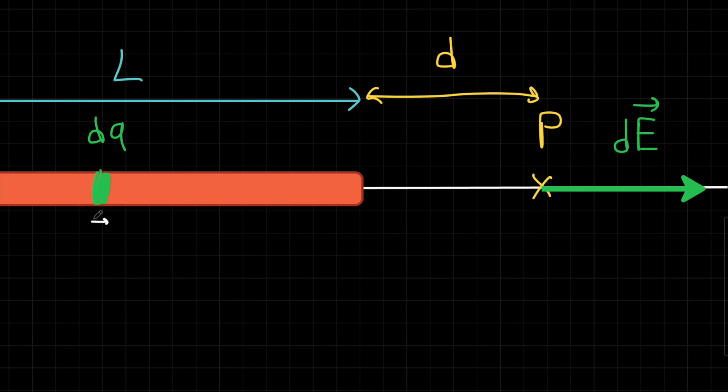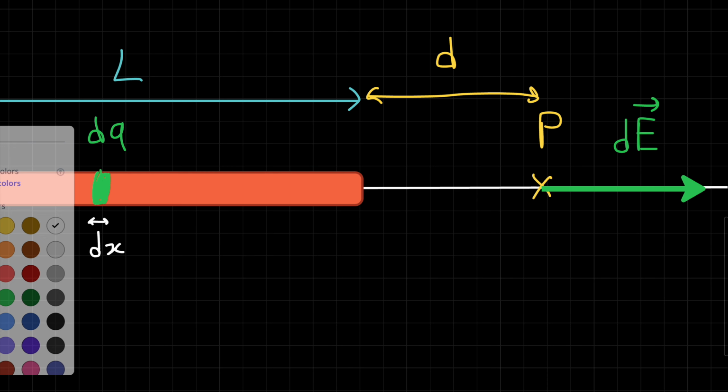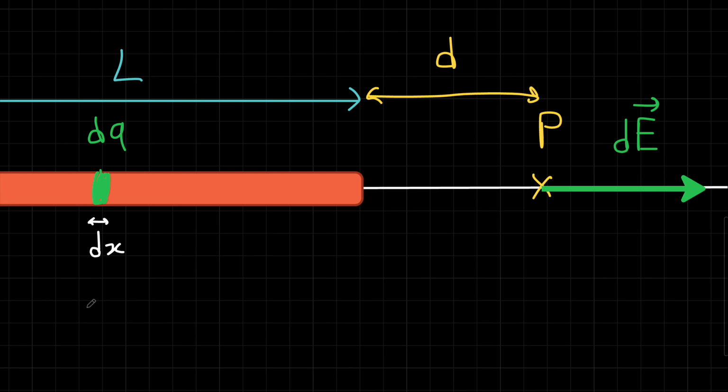What is this width? Well, it's the infinitesimal displacement along the x-axis, so this is really dx. How can I express dq in terms of dx? At this point, let's introduce the linear charge density, lambda. How is lambda defined for a line of charge? It's basically total charge, capital Q, divided by total length of the line of charge. So capital Q over L is the linear charge density of this charge distribution, right?